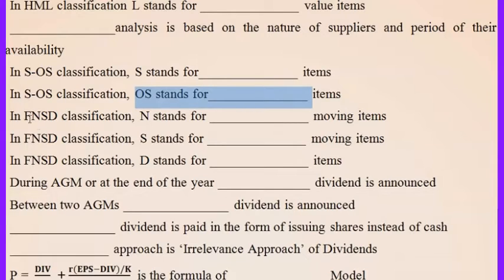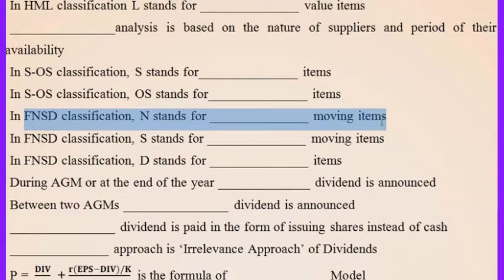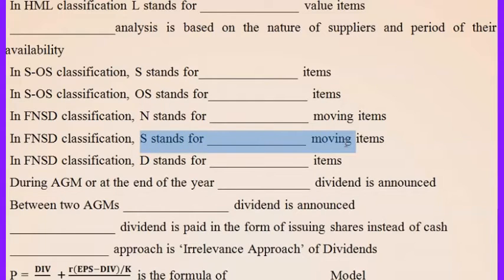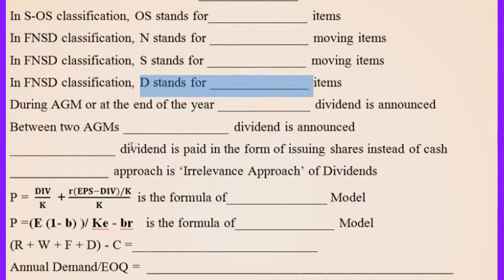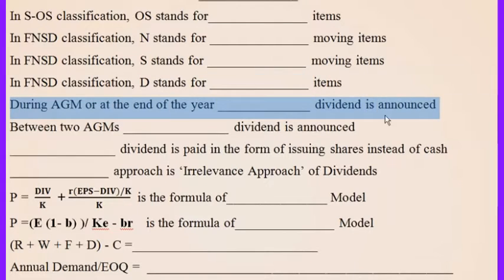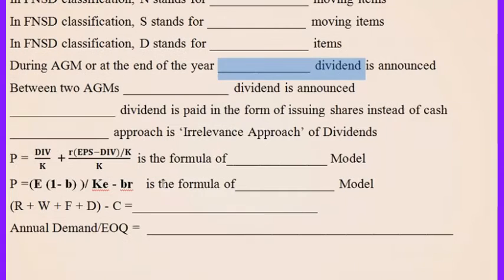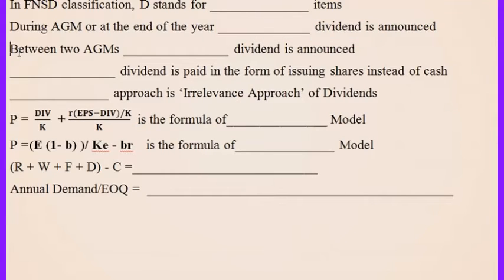Next, 32. In FSND classification, N stands for dash moving items. Normally moving items. And S stands for slow moving items. D stands for dead. It means non-moving at all. Not moving. During the AGM or at the end of the year, dash dividend is announced. Regular dividend is announced. 36. Between two AGMs, dash dividend is announced. Between two AGMs, we don't have regular dividend, so answer is interim dividend.